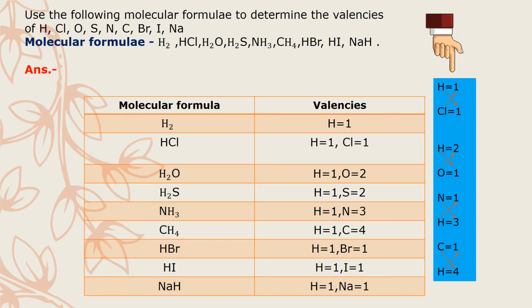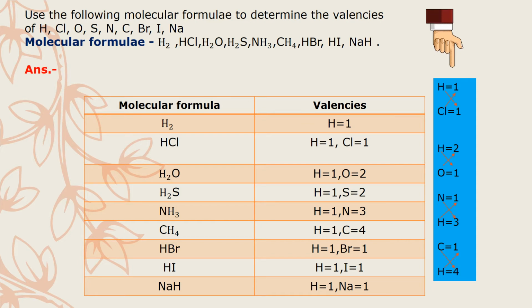So in CH4, the number of carbon atoms is 1 and the number of hydrogen atoms is 4. After cross multiplying, we will get the valency for carbon as 4 and the valency for hydrogen will be 1 only.